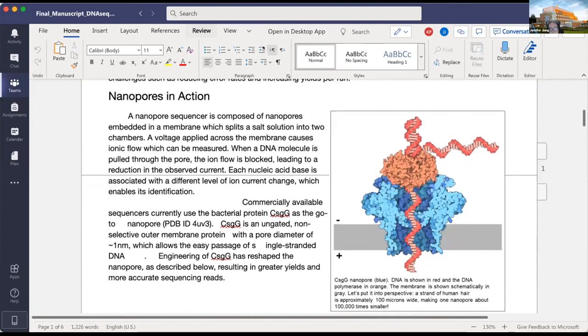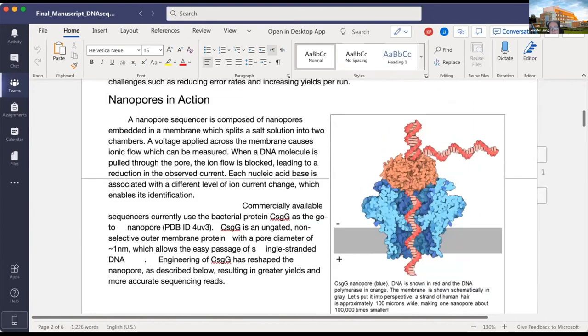Nanopores in action. A nanopore sequencer is composed of nanopores embedded in a membrane, which splits a salt solution in two chambers. A voltage applied across the membrane causes ionic flow, which can be measured. When a DNA molecule is pulled through the pore, the ion flow is blocked, leading to a reduction in the observed current. Each nucleic acid base is associated with a different level of ion current change, which enables its identification.